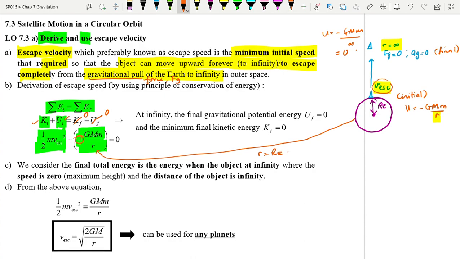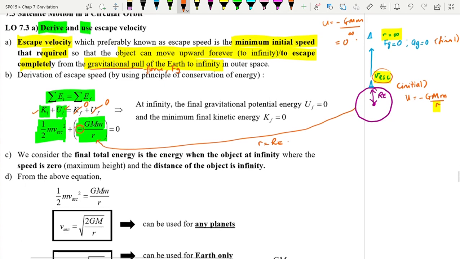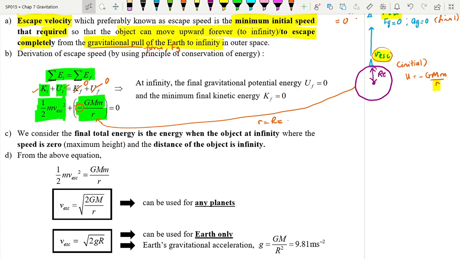Okay, so kita tengok situation. Okay, and then finally total energy kita akan jadi kosong. So kita just pindahkan salah satu ke sebelah kanan. So end up kita akan dapat equation inilah. So end up kita akan dapat half mv v escape square equals to GMm over r. So hilanglah negative sign tu bila kita pindahkan.